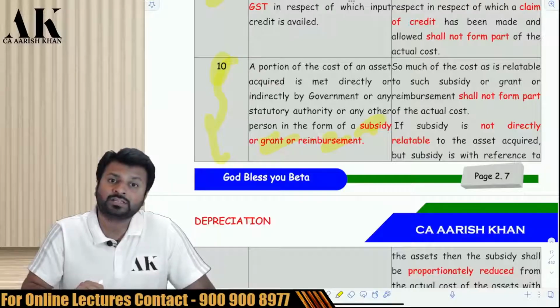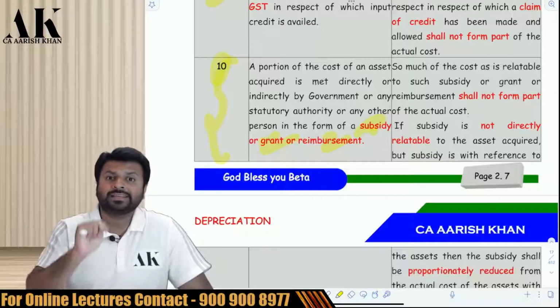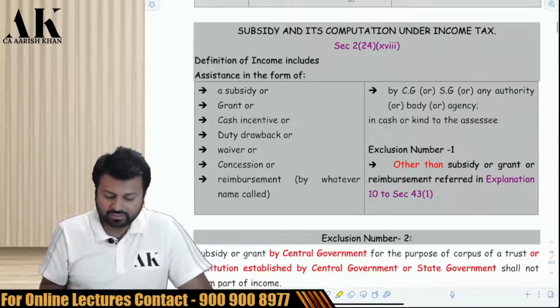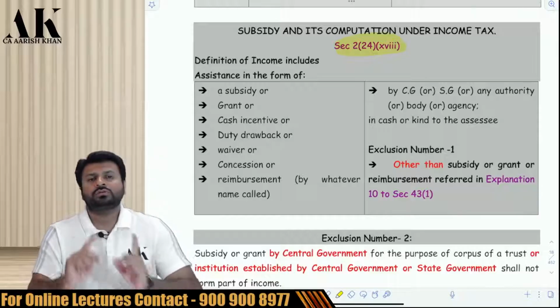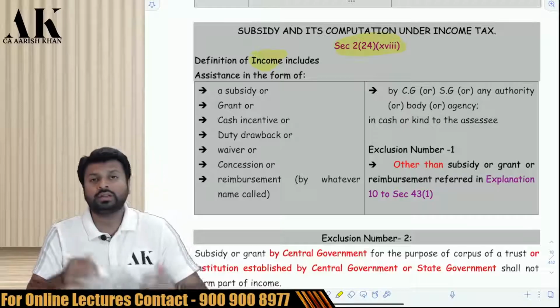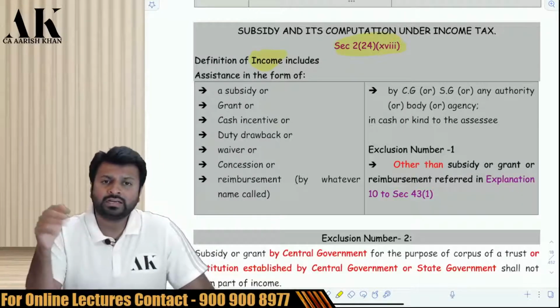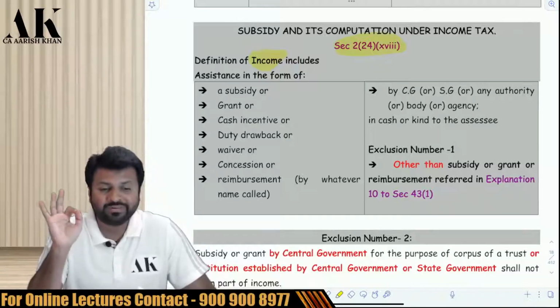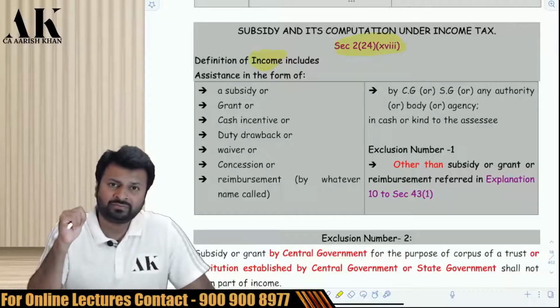Therefore, it cannot be charged under Section 28 also. Now what to do? To charge such things, the Government of India has brought the definition of subsidy under Section 2, Clause 24, Subclause 18, whereby the government has said that the definition of income will now include a lot of things. Income will include subsidy, grant, reimbursement, waiver. Listen to the word waiver very carefully. This is the reason why this particular amendment came in Finance Act 2015.